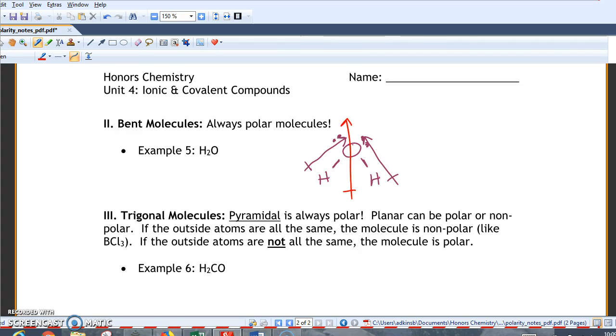Now, in first year chemistry, you guys don't have to show these molecular dipoles. I would want you to be able to draw the bond dipoles. What we typically do is we just label the regions of positive and negative charge.